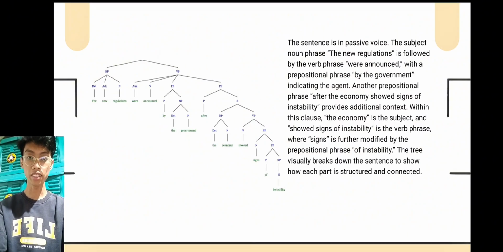The sentence is in passive voice. The subject noun phrase, the new regulations, is followed by the verb phrase, were announced, with a prepositional phrase, by the government, indicating the agent. Another clause, after the economy showed signs of instability, provides additional context. Within this clause, the economy is the subject, and showed signs of instability is the verb phrase, where signs is further modified by the prepositional phrase, of instability. The tree visually breaks down the sentence to show how each part is structured and connected.